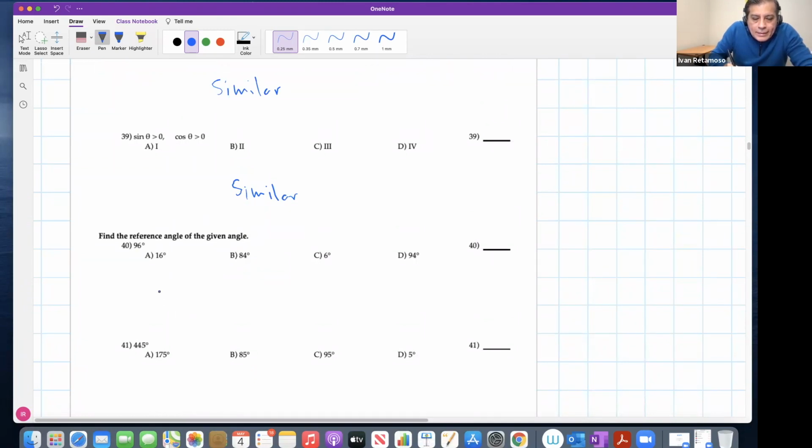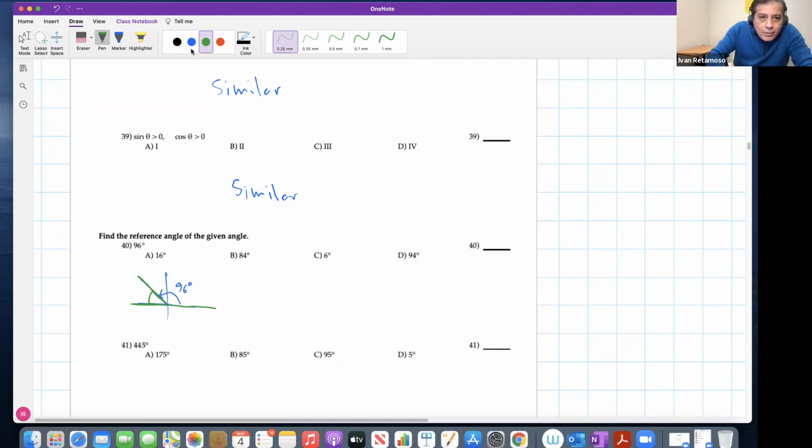What's that? 96 degrees is where? It is on the second quadrant. Why do I say that? Because this is 90 degrees, and it's a little bit over 90 degrees. This is 96 degrees, on the second quadrant. But now, remember, the definition of the reference angle is this: the acute angle, the small angle formed by the terminal side of the angle and the x-axis. What is the acute angle formed by these two? The x-axis and the terminal side of the angle. It's not hard to see that it's this. But this angle is 180 minus this.